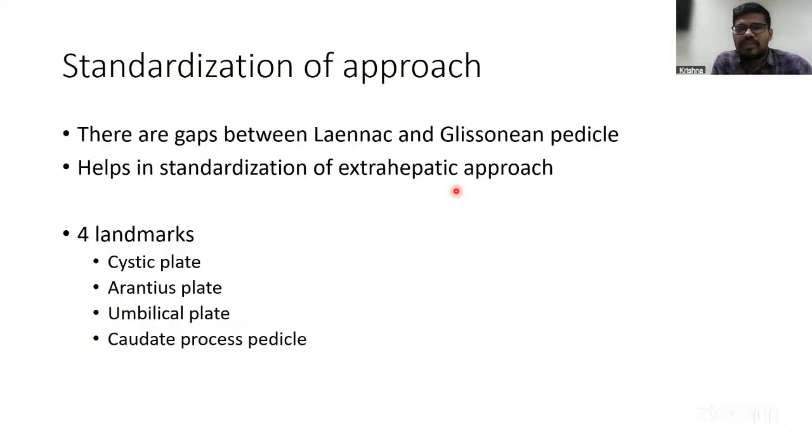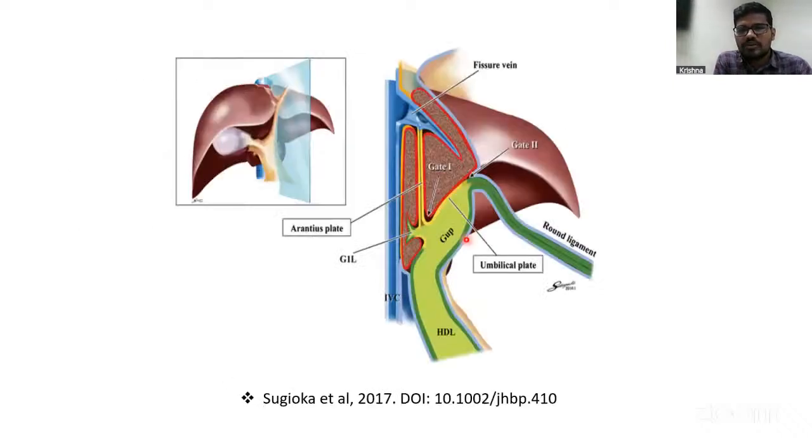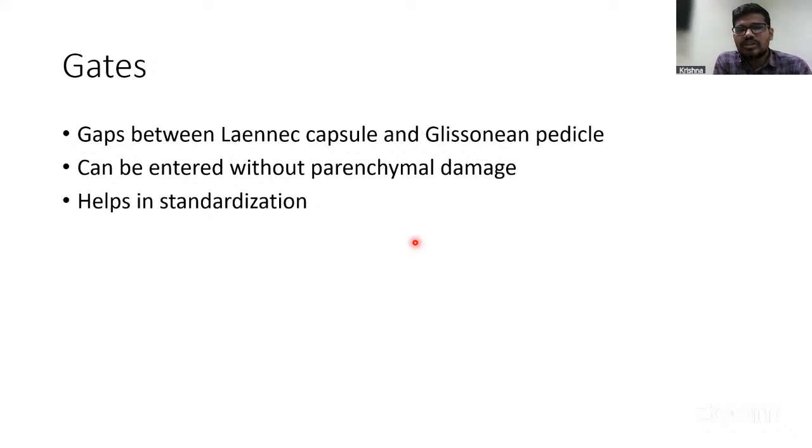So there are some gaps between this Laennec capsule and the Glissonian pedicle, which can help in standardization of this extrahepatic Glissonian pedicle approach. To identify that, there are 4 landmarks: the cystic plate, the Arantius plate, the umbilical plate, and the caudate process pedicle. So we are talking about these gaps. The red color is the Laennec capsule, and the yellow color is the Glissonian pedicle. The black color is the gaps, which they call the gates. These gates can be entered without any parenchymal damage.